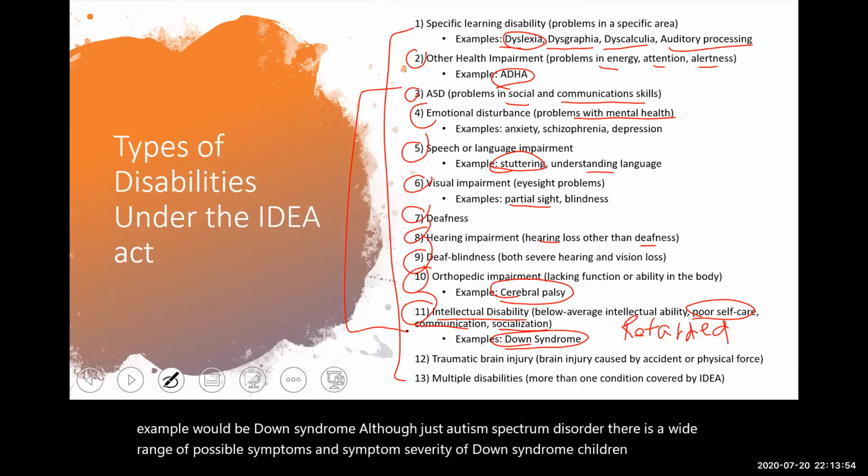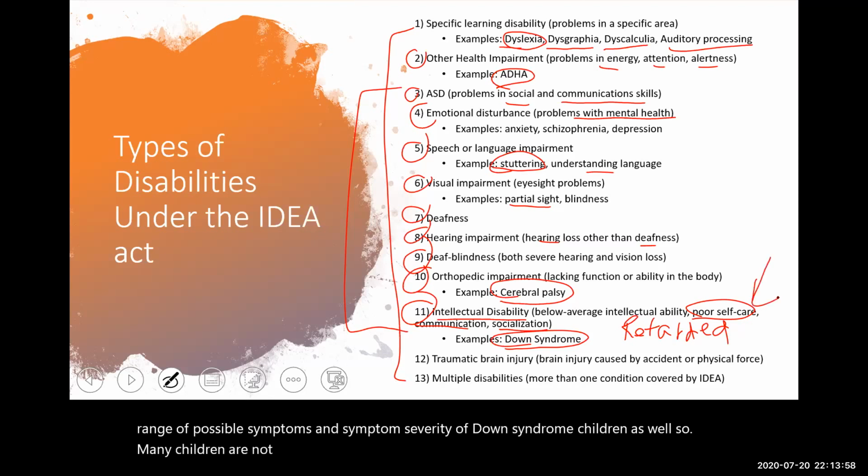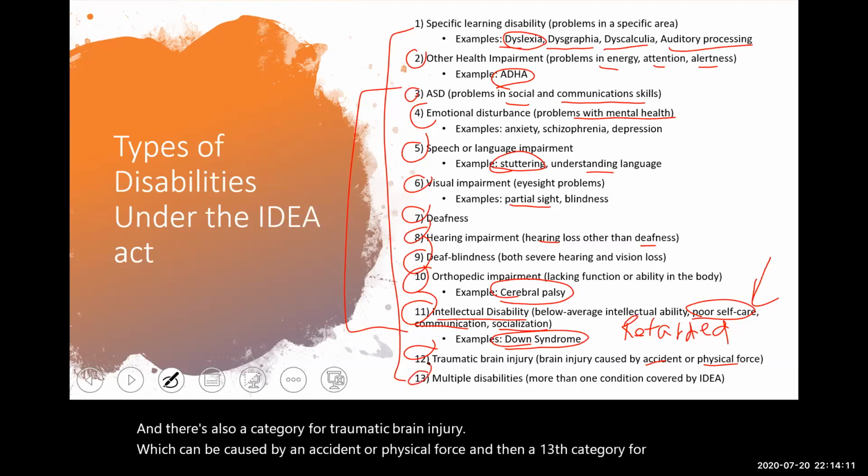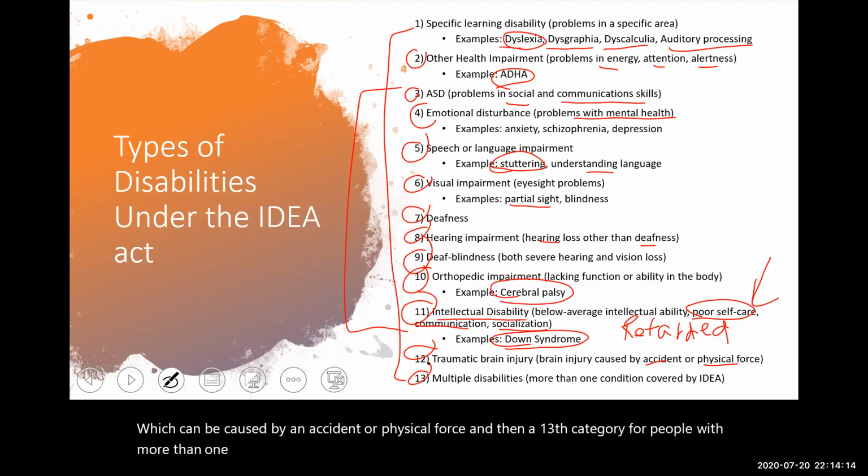So many children are not necessarily in these very low categories. There's also a category for traumatic brain injury, which can be caused by an accident or physical force. And then a 13th category for people with more than one disability covered under the IDEA Act.